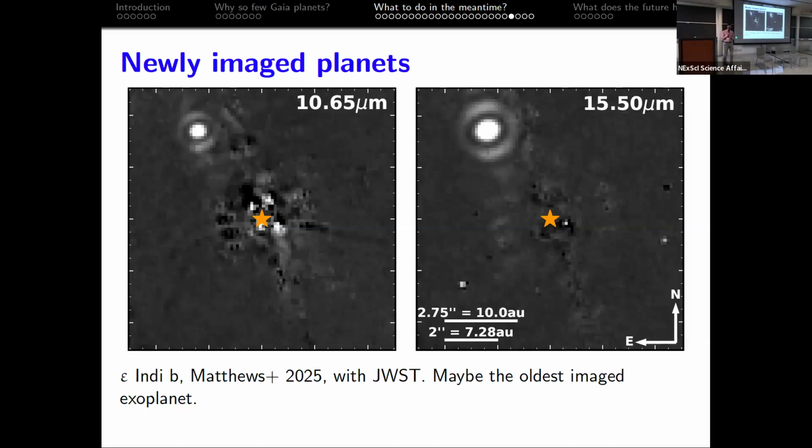And it's maybe the oldest planet that we've been able to image. This is a few billion years old. We only imaged it with JWST because we knew where to look. There were indications from both radial velocity and astrometry that there was a massive planet there. And indeed, in the mid-infrared with JWST, we found it.